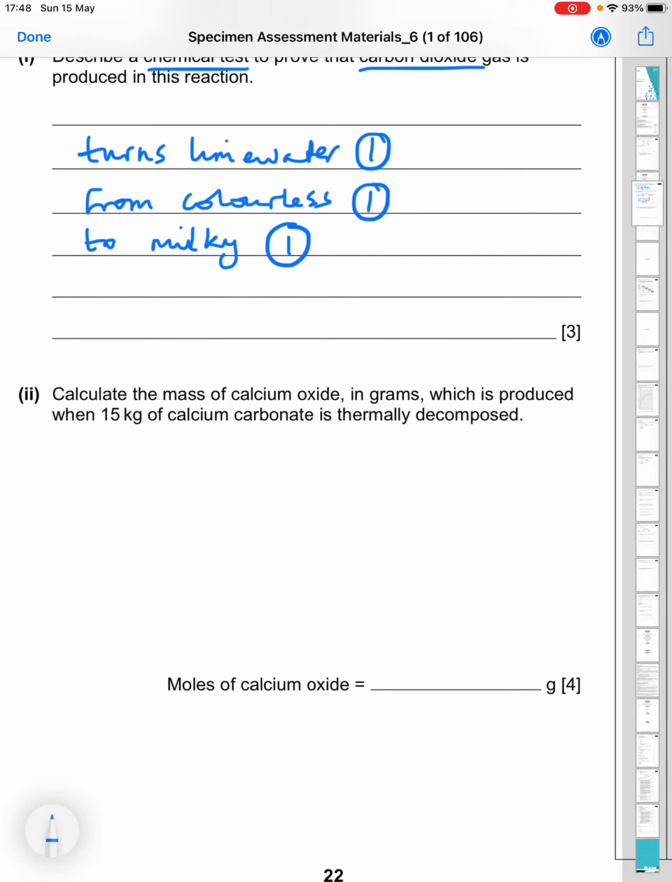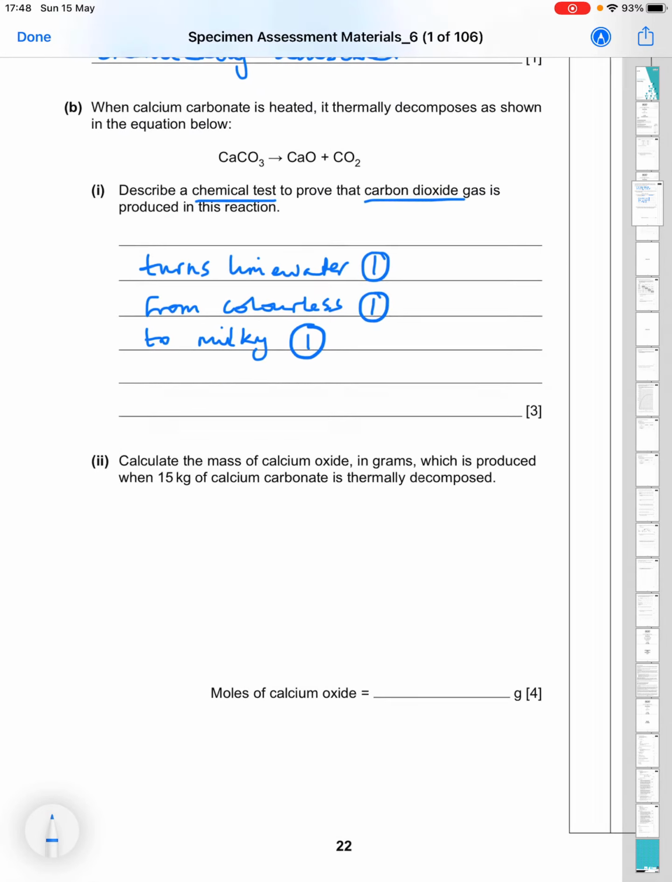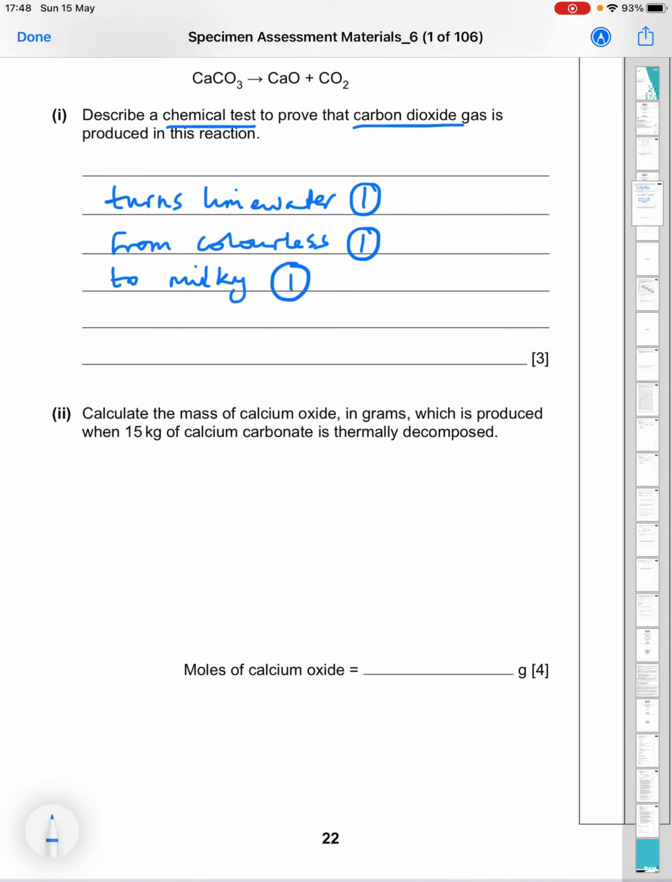Then calculate the mass of calcium oxide in grams, which is produced when 15 kilograms of calcium carbonate is thermally decomposed. So I'm just going to keep the balanced equation up there in sight. So we can see that it's a 1-to-1 ratio. So just looking then to work out how many moles of calcium oxide are produced from this 15 kilograms of calcium carbonate. The first thing to do is to change the 15 kilograms into grams. So 15 times 1,000, which is 15,000 grams.